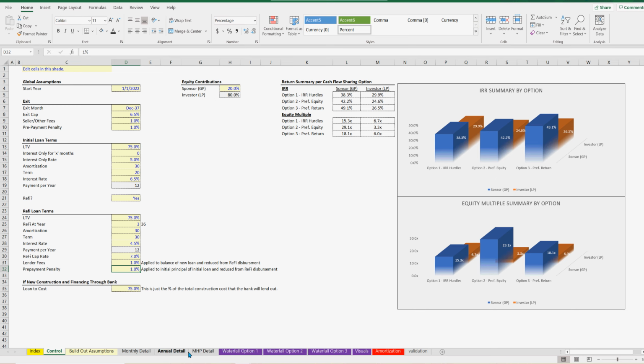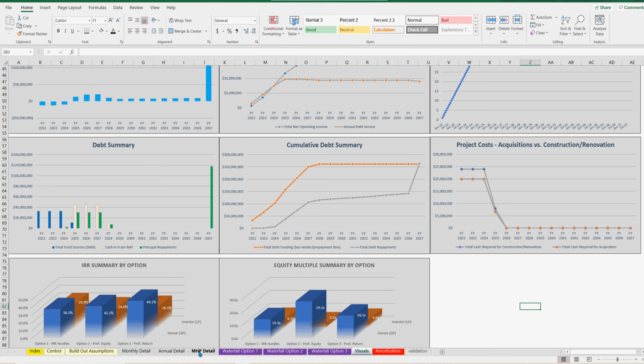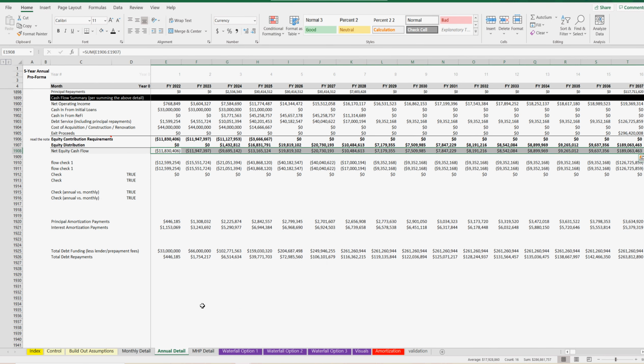So it's hard to see on the chart because the numbers are so big, but if you look here at the annual detail, you can see total debt funding less repayment fee. So this is how much you're getting, and this is how much you're paying back. So you've actually paid back more than you've received because of those fees.